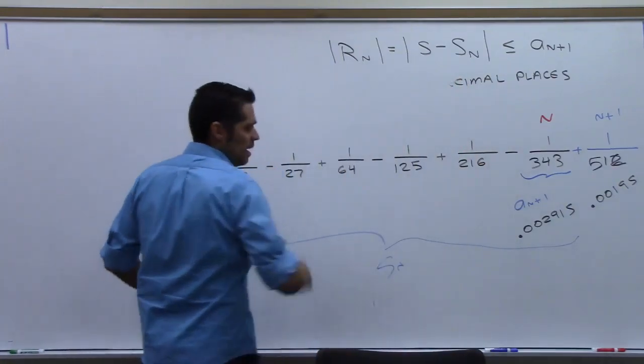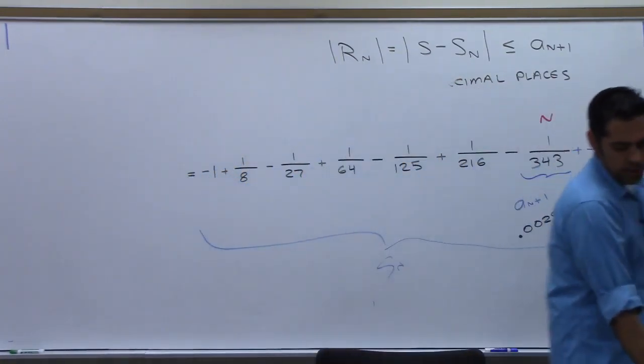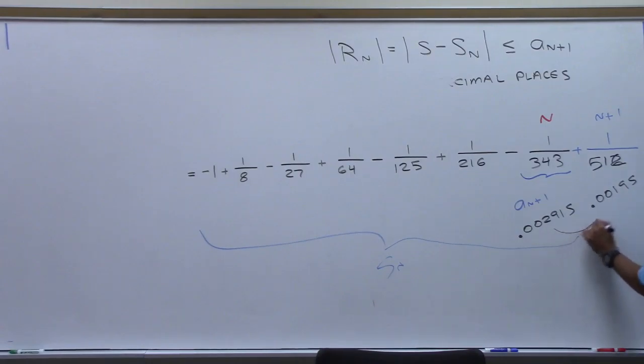Maybe it'll help you if you do this. What's the difference between these two? Subtract. Go 0.002915 and subtract from it 0.00195. What's the difference? Whoa, did I do that right? It's 0.000965, right? That's the difference between those? Yes? Okay. Just keep that in mind. Let's go to the next one.